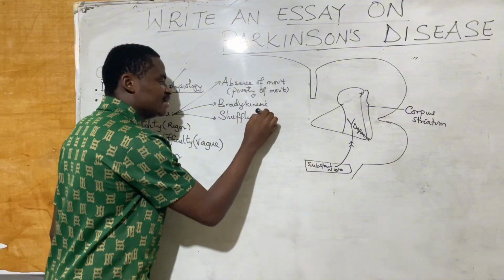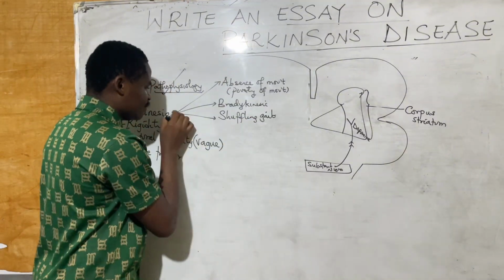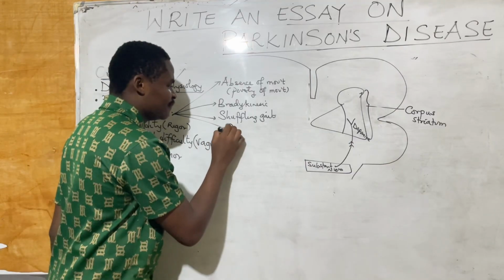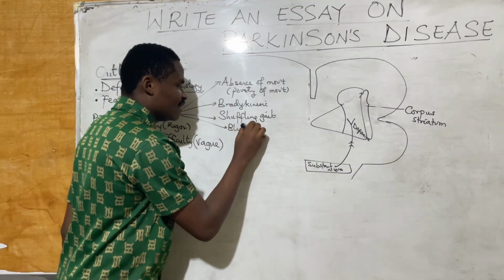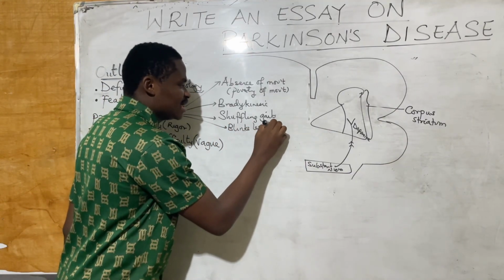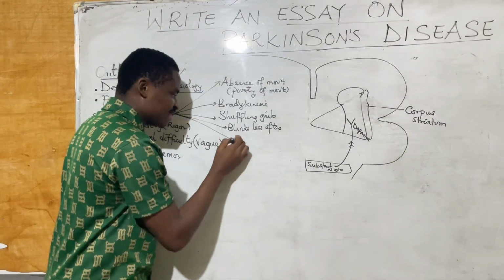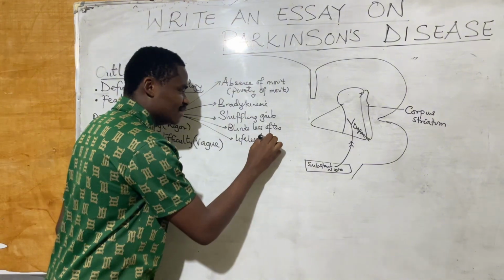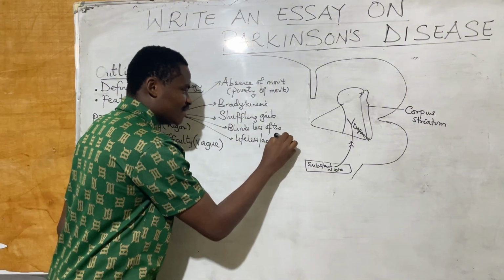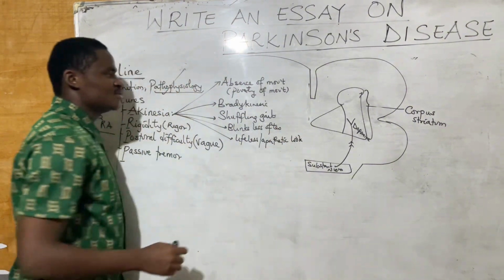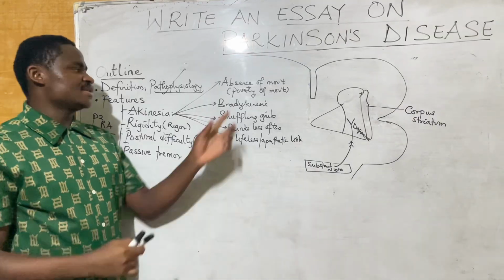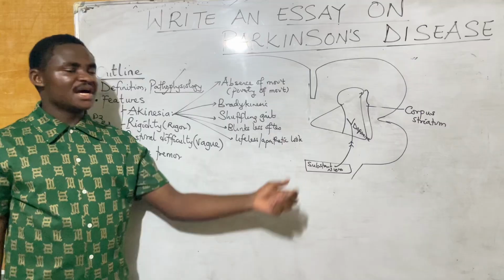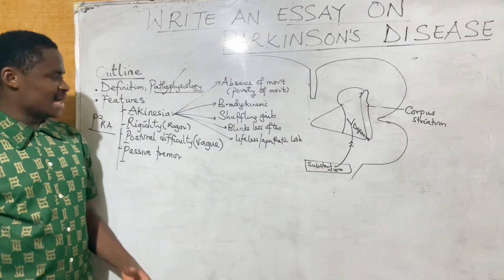Now, what happens again? The person blinks less often. If they blink less often, it will give this person a lifeless or an apathetic look. So quickly remember: absence of movement, bradykinesia, shuffling gait, blinking less often, and the person shows a lifeless and apathetic look.